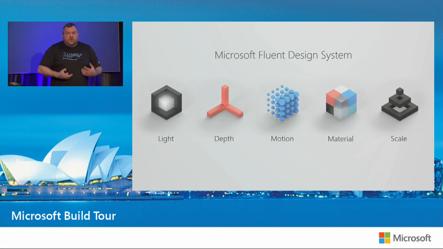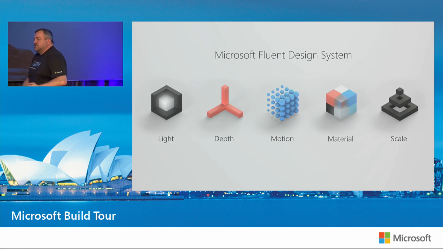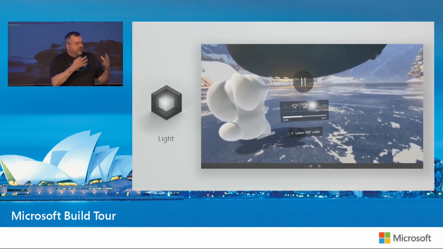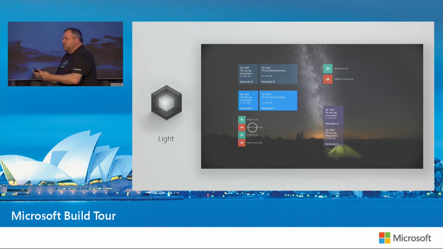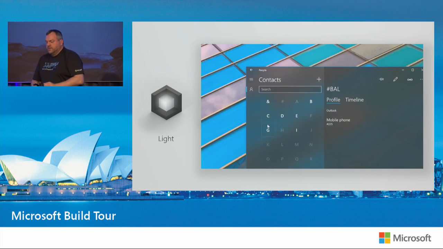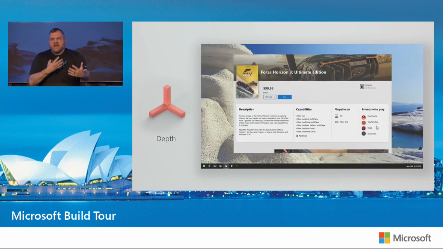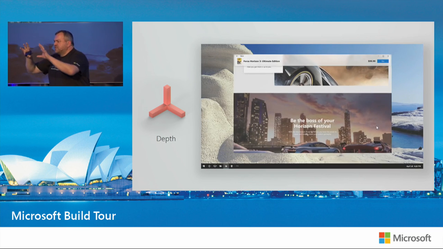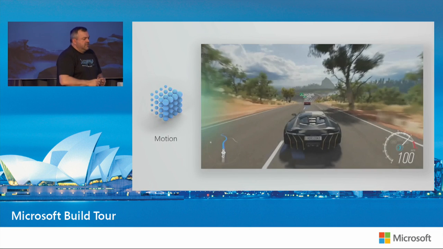In the keynote this morning, we talked about these 5 areas of light, depth, motion, material, and scale. Light is a way that you can take the user focus and present them where in the application they should be doing their work, they should be interacting with it. Depth is a way that you can keep information that the users care about or that they're working with central and remove the clutter and make your application feel easier to use.